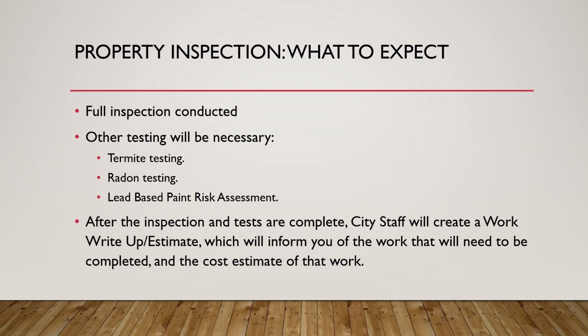Once the inspection and other tests are complete, the Residential Properties Inspector will create a work write-up to let you know what work is needed and qualifies for the program. He will also provide you an estimate of the cost of work. Please note that anything over $60,000 would be the owner's responsibility to provide funds at closing. If the property tests positive for termites, unfortunately you will be disqualified from the program. If radon is present, a radon mitigation system will be added to the scope of work.